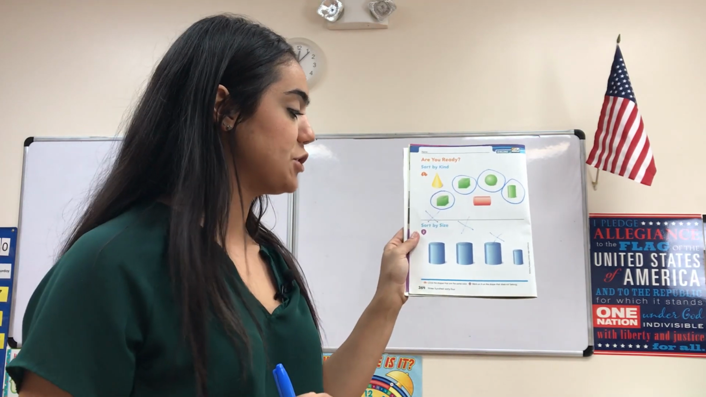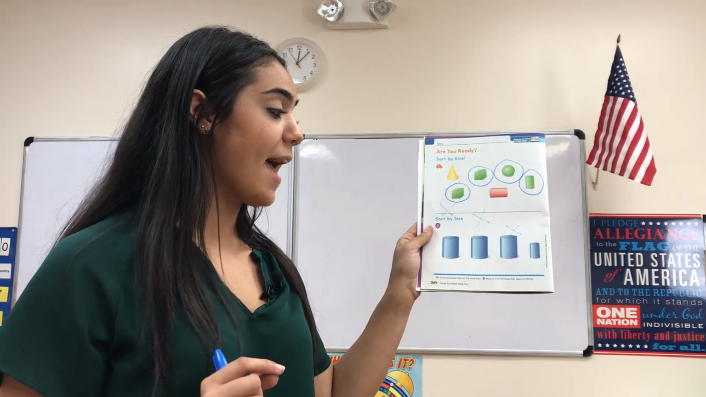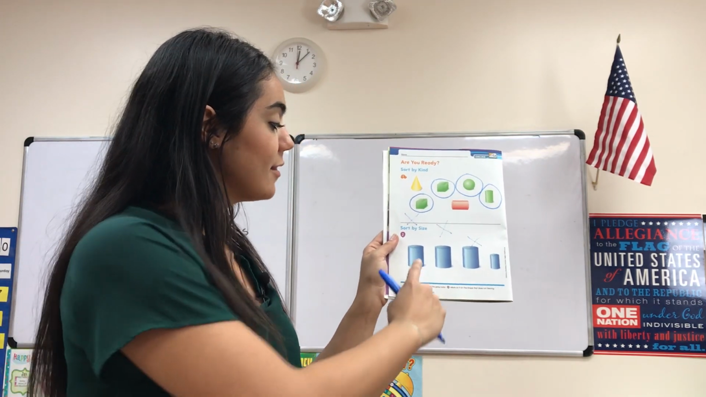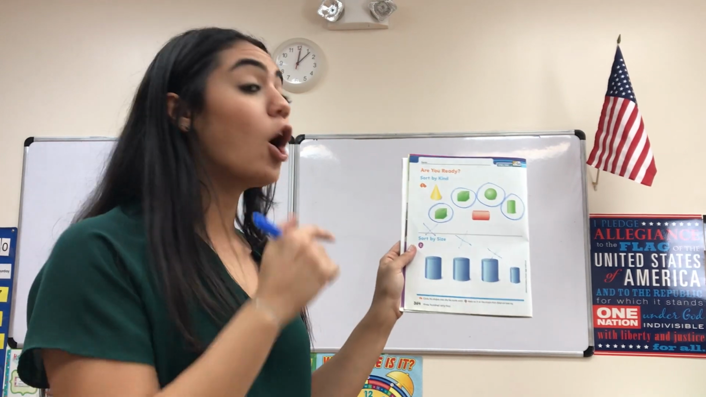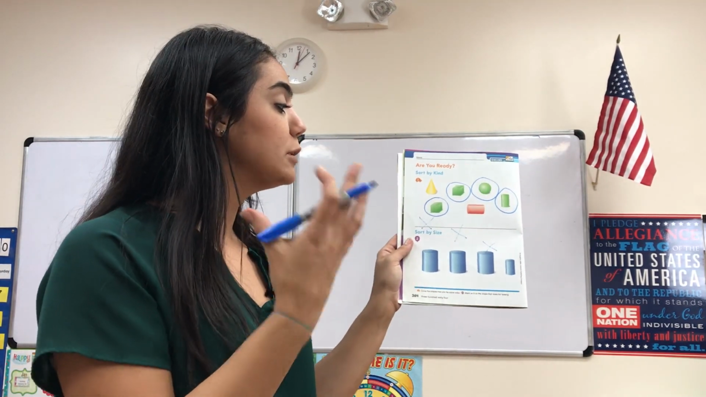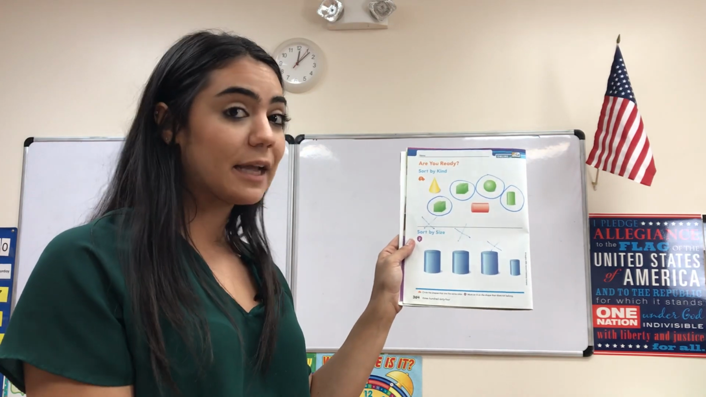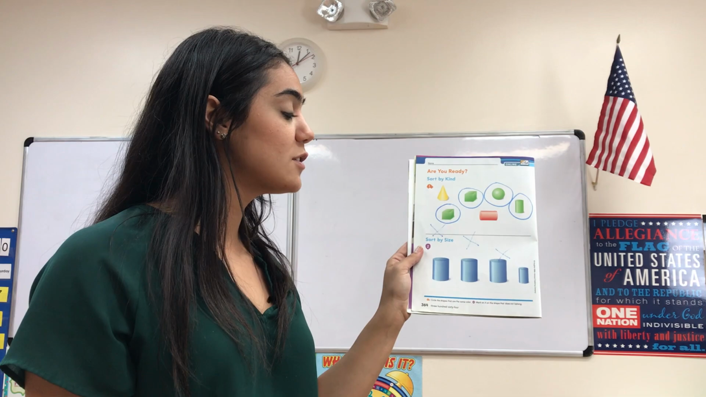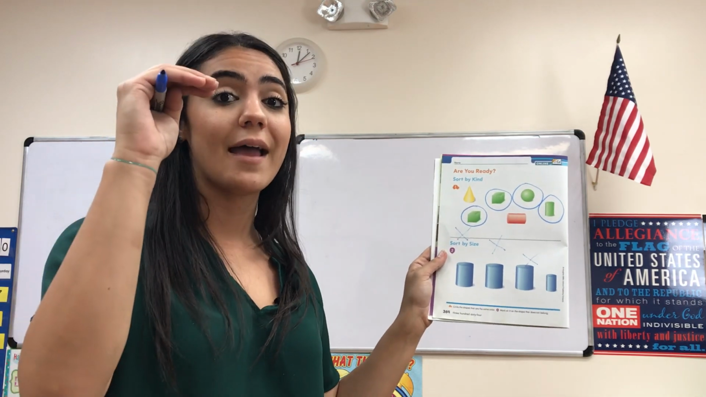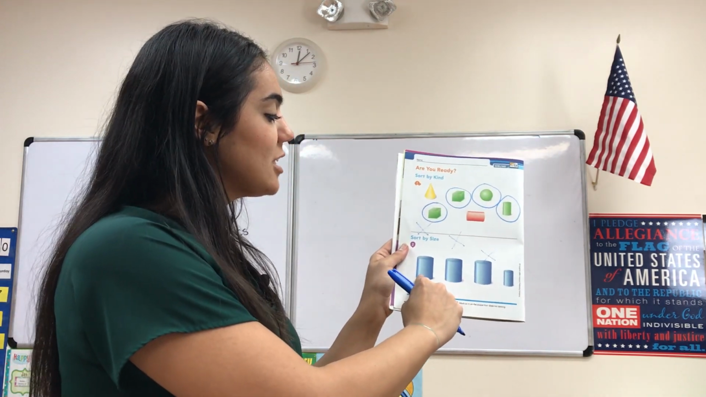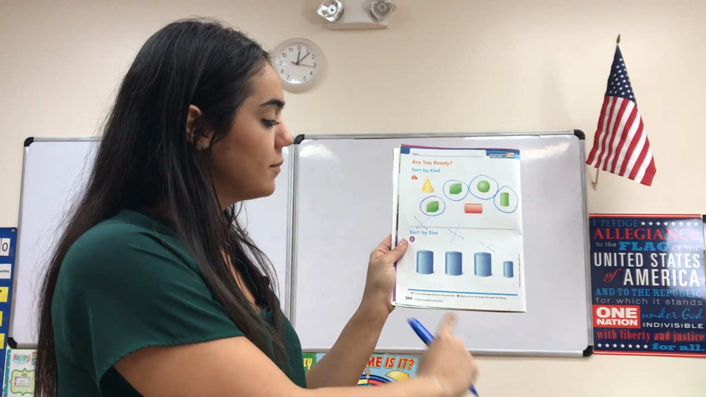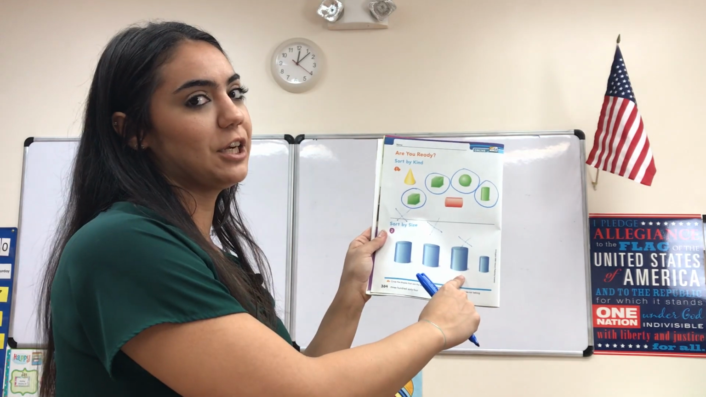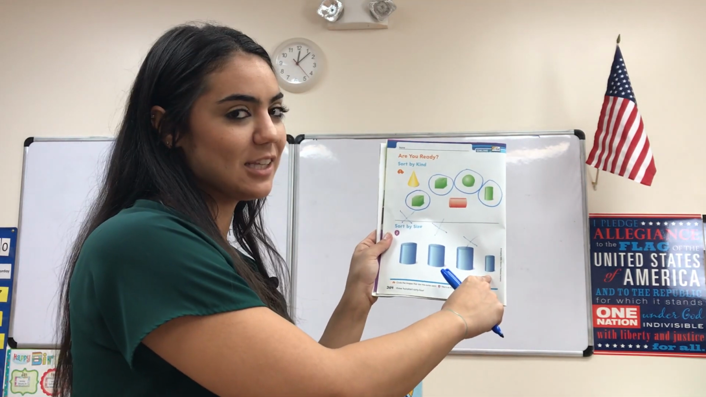Now go down to number 2. You're going to mark an X on the shape that does not belong. If you look at the cylinders, they are all cylinders and they are all blue. So we cannot sort them by color. We cannot sort them by shape. What we are going to sort them by is their size. So you have a big cylinder, nice and tall, another tall cylinder, another tall cylinder, and then a short cylinder.